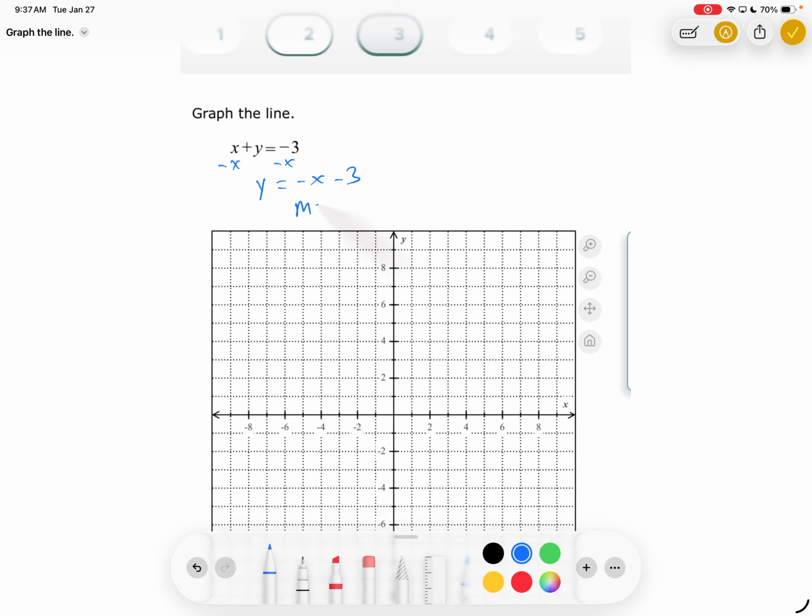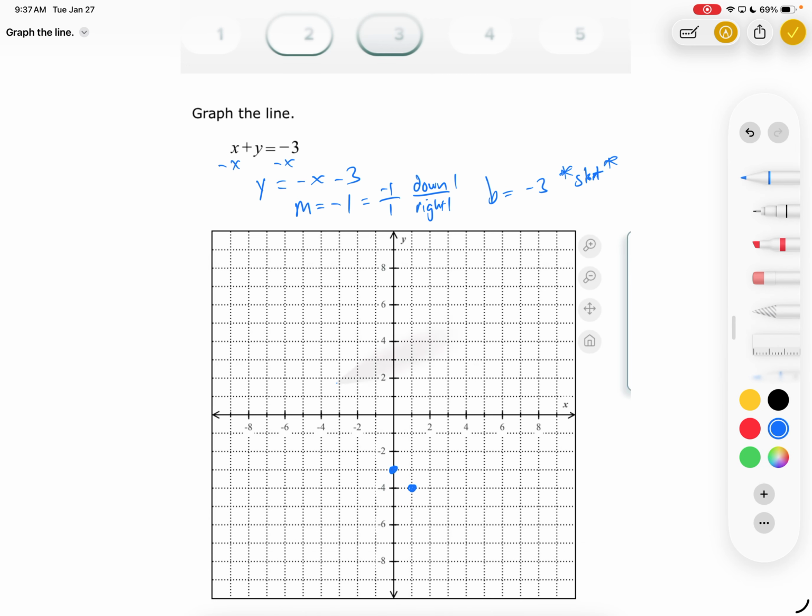So my slope is the number in front of x, which is -1. Put it as a fraction to do rise over run. -1 over 1 would be down 1 to the right 1. And then my y-intercept is at -3. Again, that's where we start. So I'm going to start at -3, and then I go down 1 to the right 1. I started at y equals -3, down 1 to the right 1.